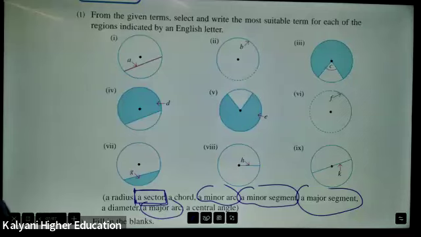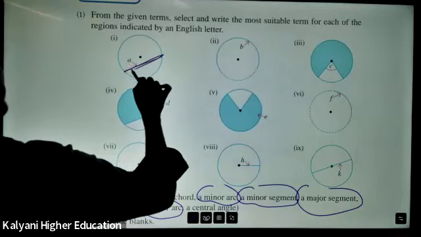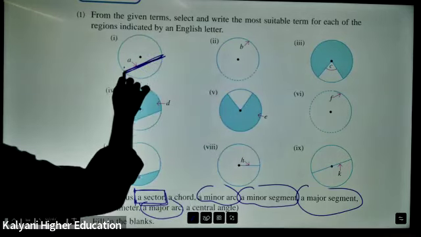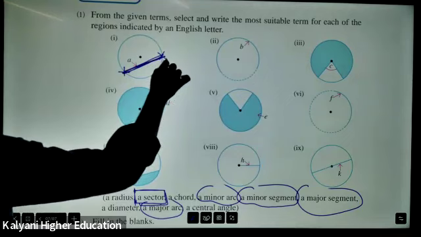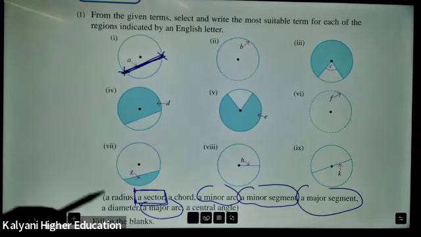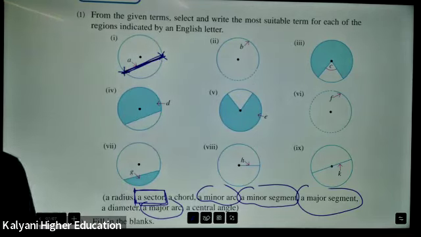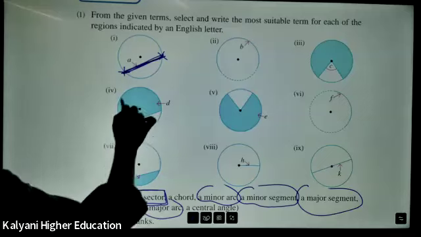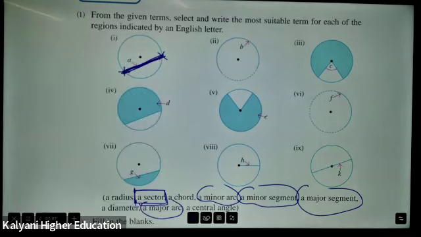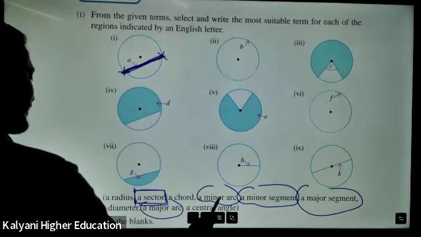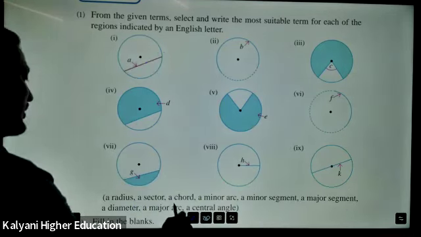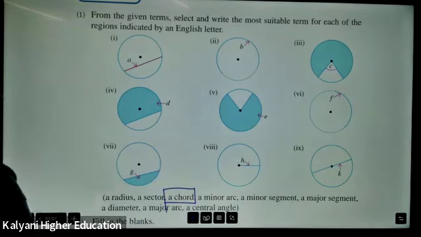Right. First question. What do they mark here? What is this line? Here two points on the circumference are joined with a straight line. Every time I explain, just look at that and it's easy. When we join two points on the circumference with a straight line, we call it what? It's a chord. We can say a chord.